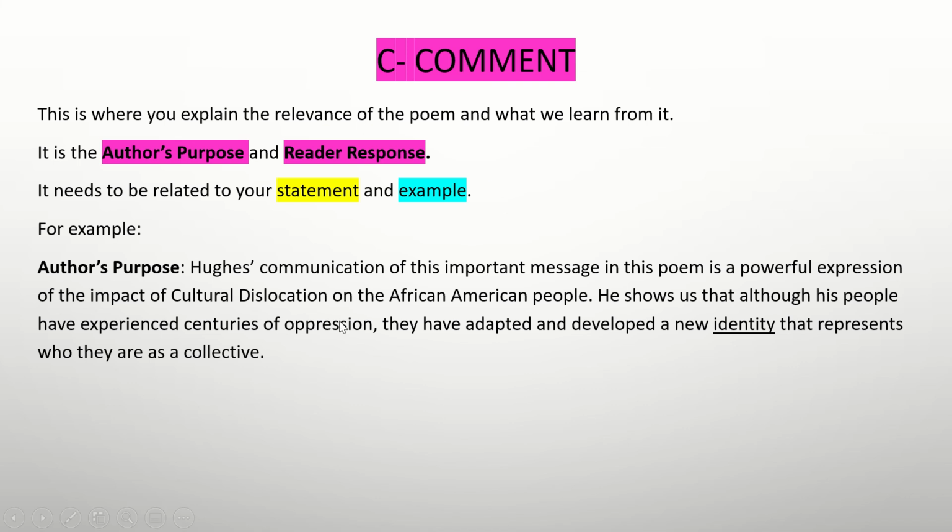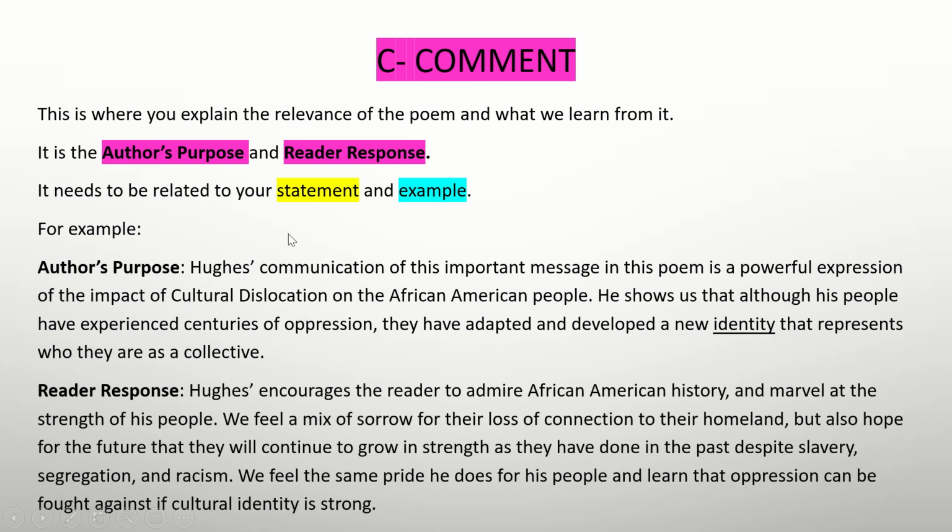So this is me explaining, I think this is what Langston Hughes is trying to do with this poem. And you'll notice I've underlined identity because the original idea I was looking at was cultural identity. So I'm still drawing back to the statement. And then on from that is the reader response. So this is what Langston Hughes is trying to tell us. How are we supposed to feel?